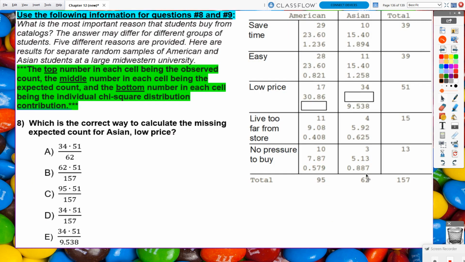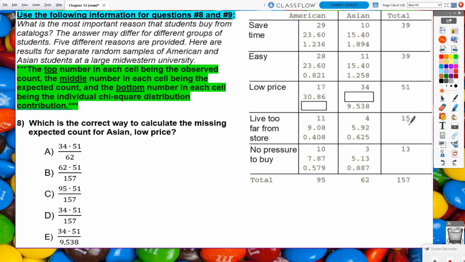All right, 8 and 9 are going to use the same context here. So it says, what is the most important reason that students buy from catalogs? The answer may differ for different groups of students. 5 different reasons are provided. Here are results for separate random samples of American and Asian students at a large Midwestern university. So you can see here are the 5 reasons. It saves time, it's easy, price is low, they live too far from the store, and there's no pressure to buy from a catalog versus in a store. You may have a pushy salesperson. And then we have our American students and our Asian students.